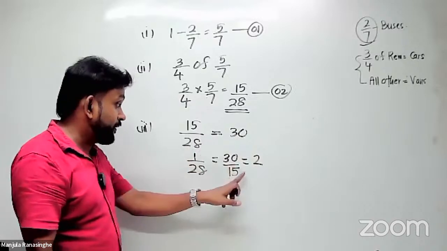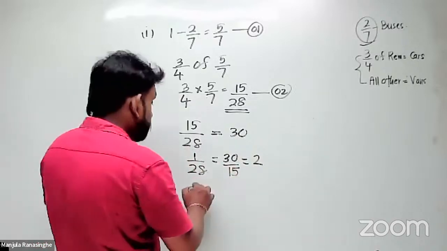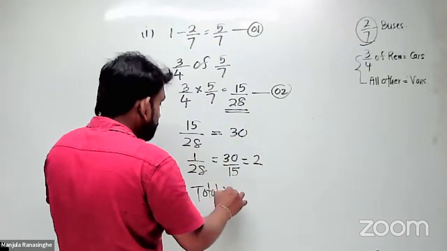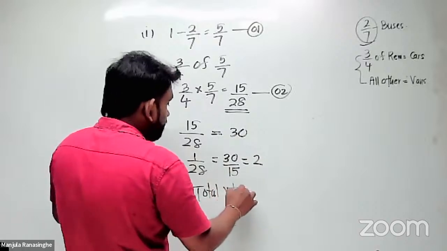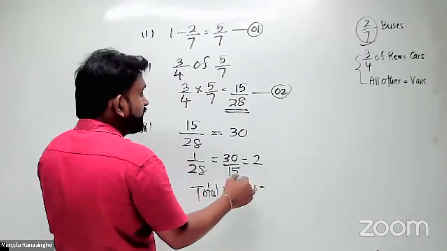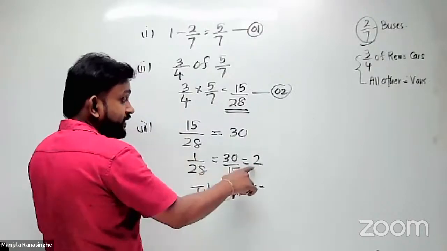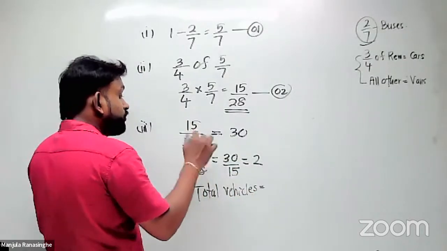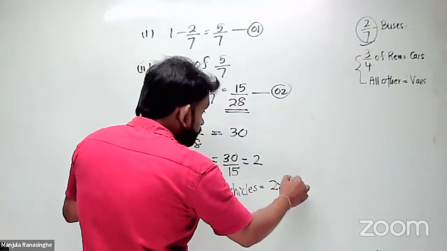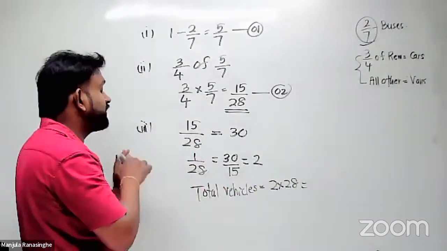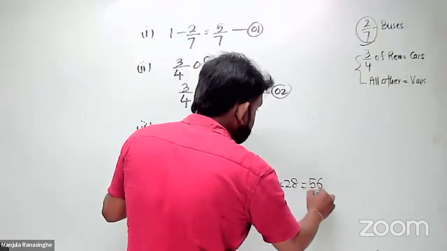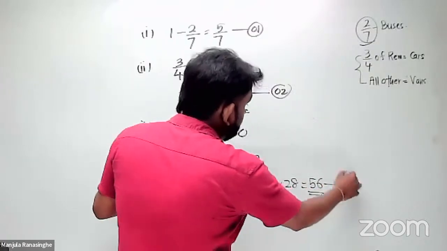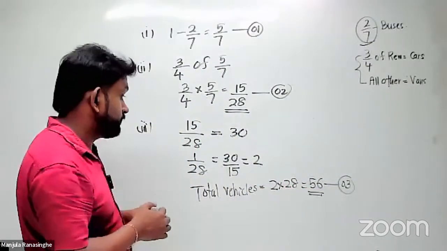Okay, 28 is one part, so 2. And total vehicles equal, right? Here 1 upon 20 it is 2. Then such 20 parts are there. 2 into 28, right? That gives you 56 vehicles. 56 vehicles, you have 3 marks there.